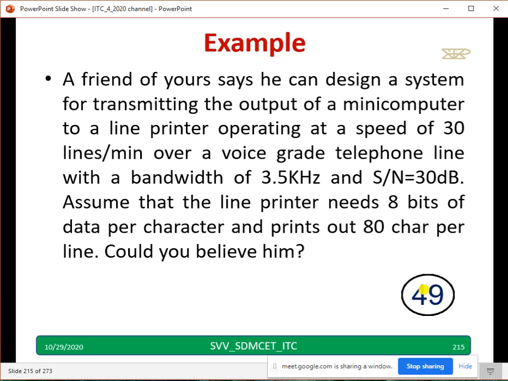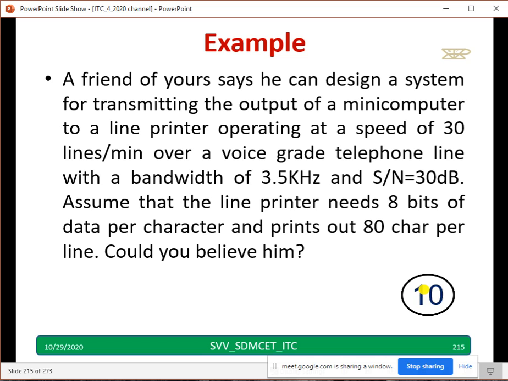Could you believe him? I read the problem statement once again. Those are already copied. Those are not yet copied completely. They can copy down now. Another 30 seconds you have. Try to understand the problem statement. We will discuss the solution for this problem.